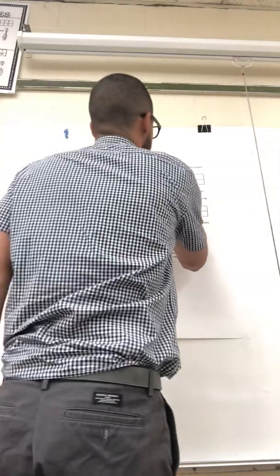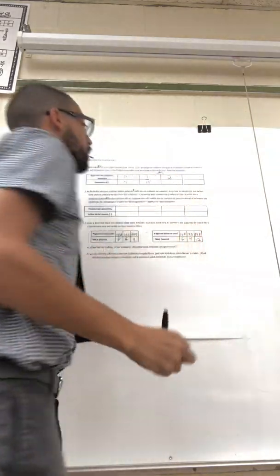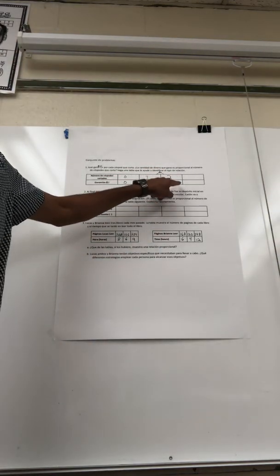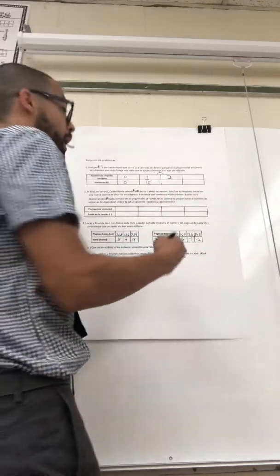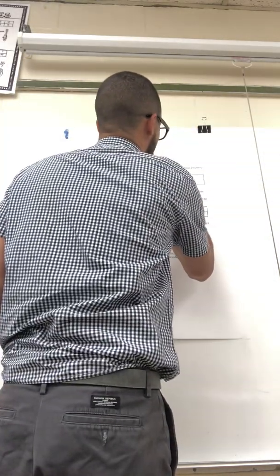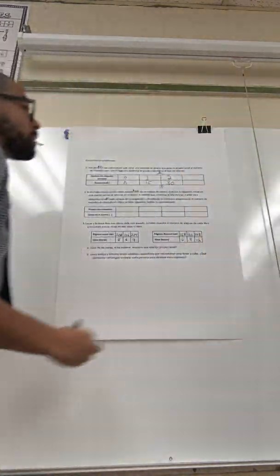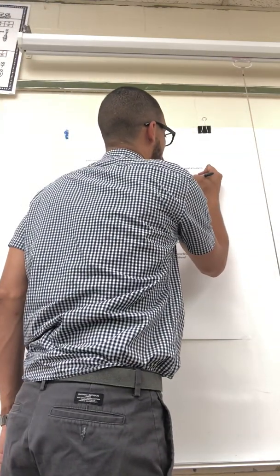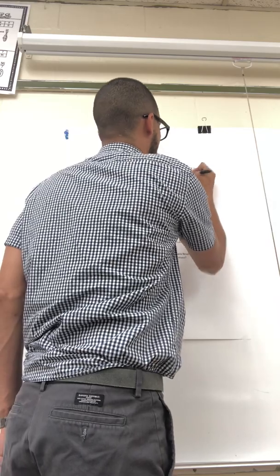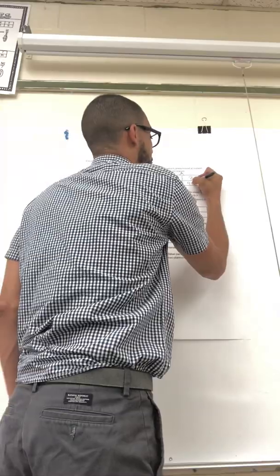If he mows a second lawn, the number of lawns increases by 1. That's how we get to 2 lawns. So he's mowed a total of 2 lawns. He's going to earn $15 more, so now he's earned $30 in total. If we add another lawn, he earns $15 more, up to $45.